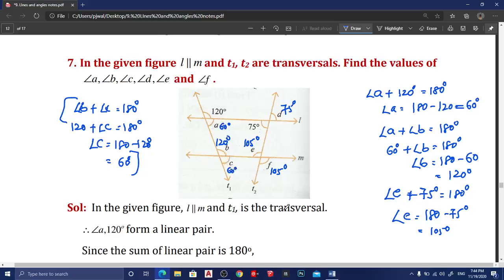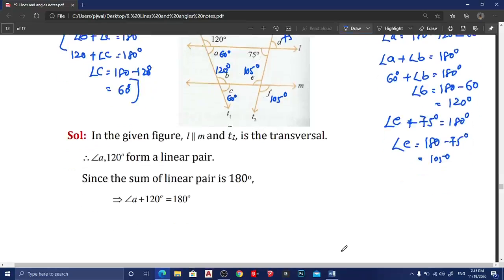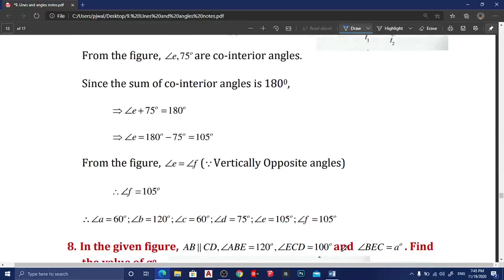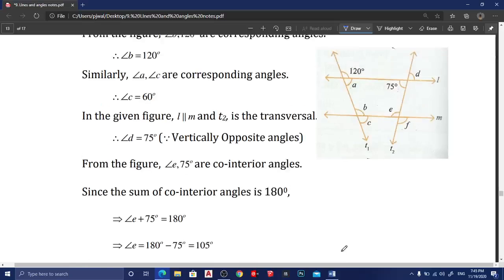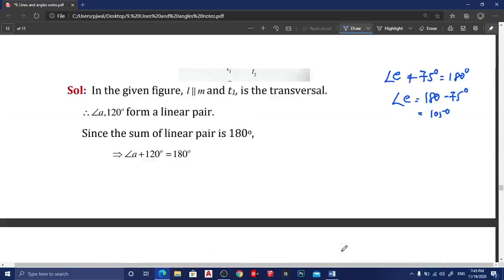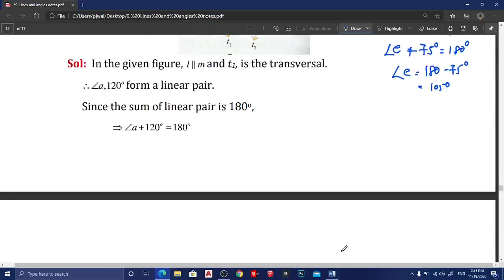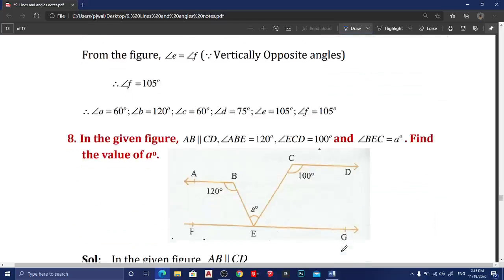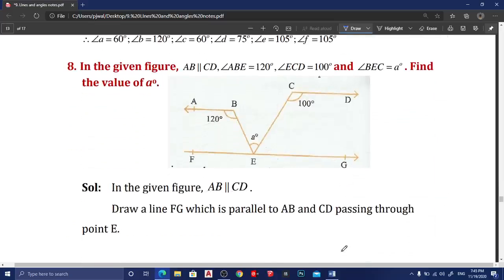So like that you have to write the steps for this problem. These are the steps I wrote. You have to write all these steps. So now we can go to the 8th problem.